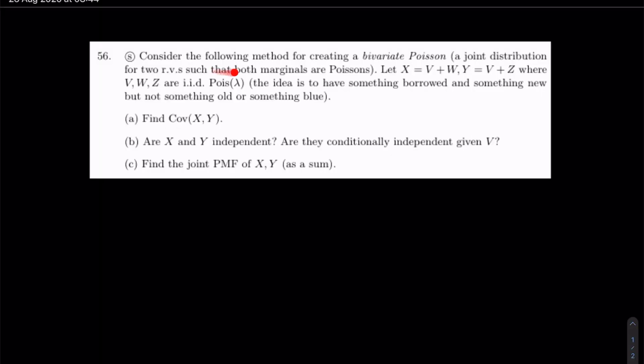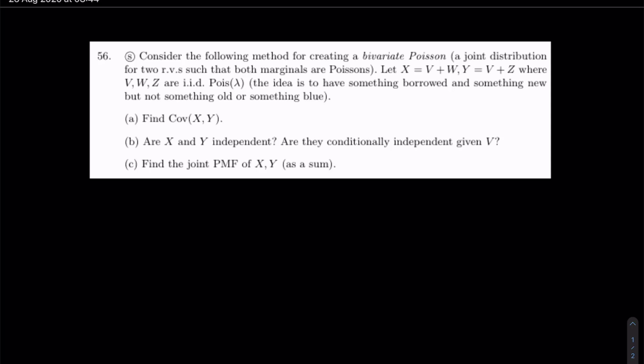Consider the following method for creating a bivariate Poisson. It's a joint distribution for two random variables such that both marginals are Poisson. So we're defining x here to be v plus w and y to be v plus z, where all these three variables are i.i.d. Poisson with parameter lambda. So we first are asked to find the covariance of x and y.